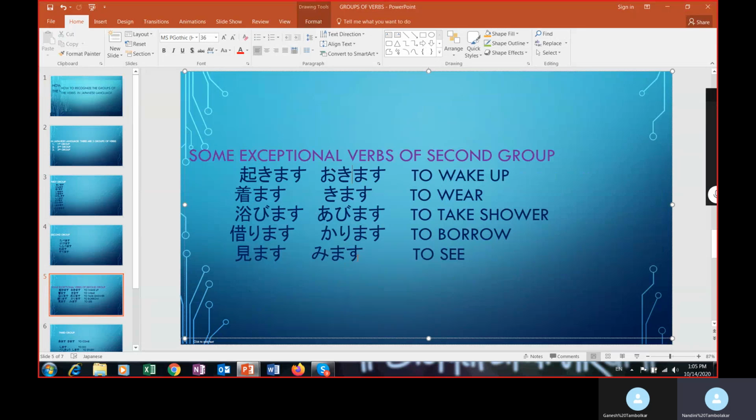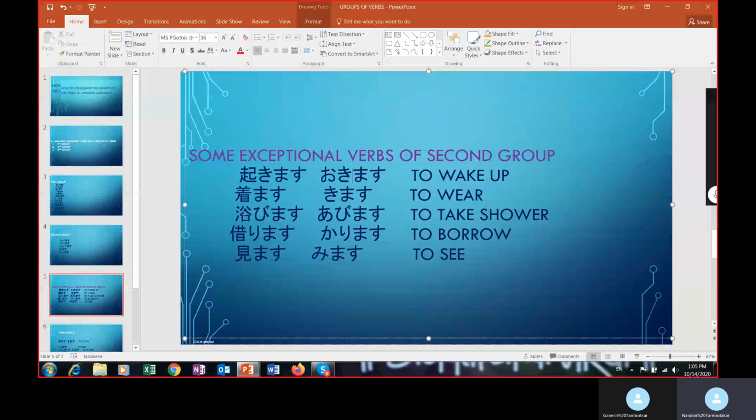These are exceptional verbs whose stem of the masu form, after we remove masu, has an i sound. Although it has an i sound, it will follow the rules of the second group. So these are the exceptional readings of the second group. I hope this is also clear to all of you.